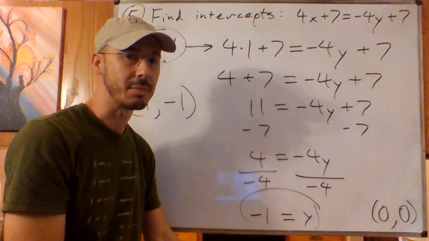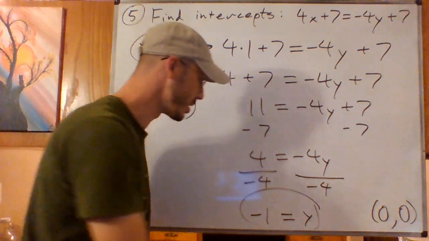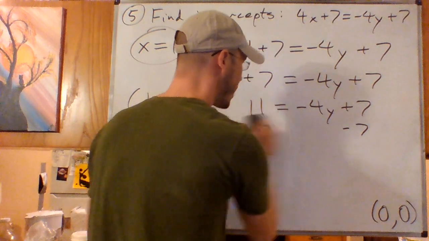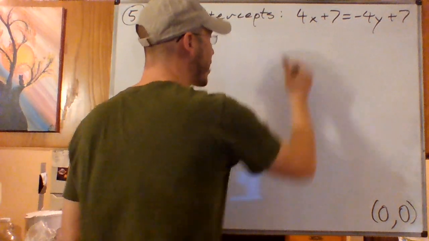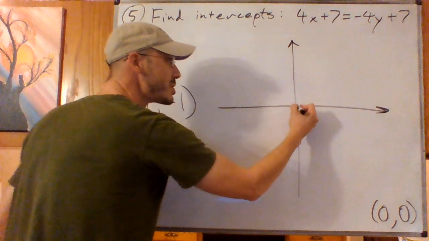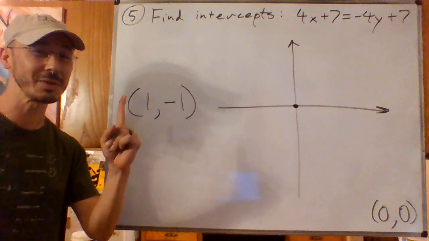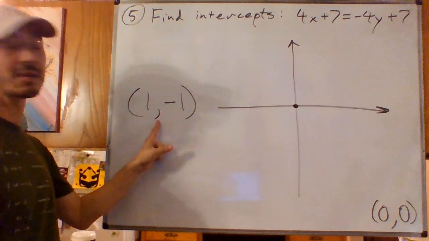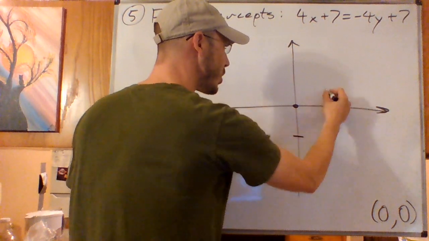It's not an intercept. But the reason I did this was for part B. We're supposed to graph. And 0, 0, that's great. That's the x-intercept and the y-intercept, but it's still only 1 point. This gives me another point: x equals 1, y equals negative 1.